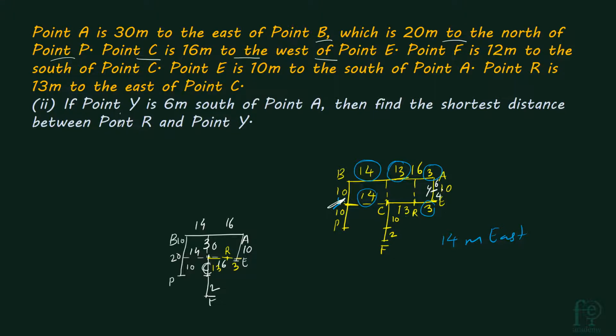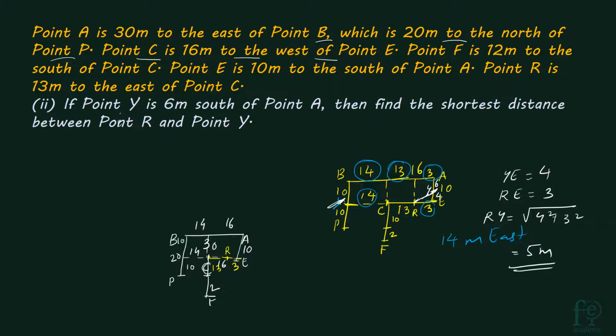Then find the shortest distance between point R and point Y. Point R is here and point Y is here. So what is the shortest distance between R and Y? This distance you have to find out. As I have written, YE is equal to 4 and RE we had already written is equal to 3. So the distance RY will be equal to root of 4 square plus 3 square, which gives you 5 meters. So 5 meters will be your answer.